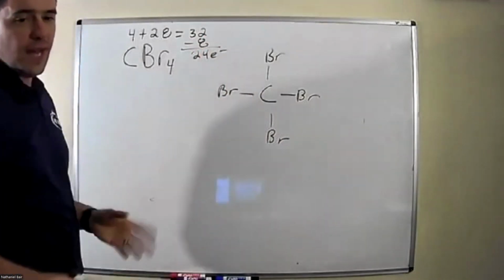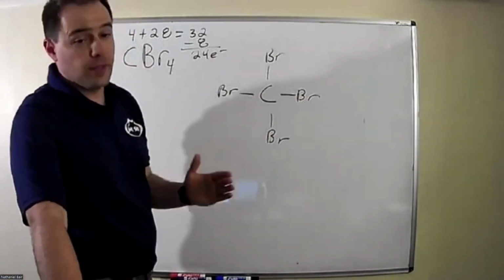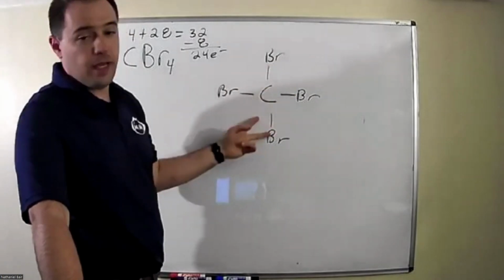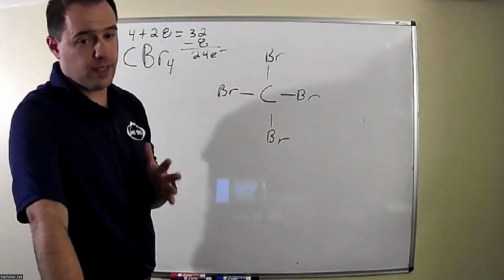Now, before you start going dot crazy, I like to ask myself, is anybody happy? The answer is yeah, carbon is. Carbon's got its 2, 4, 6, 8. Don't put any dots on carbon. Carbon has got its full octet.